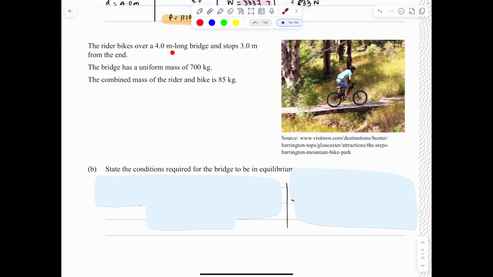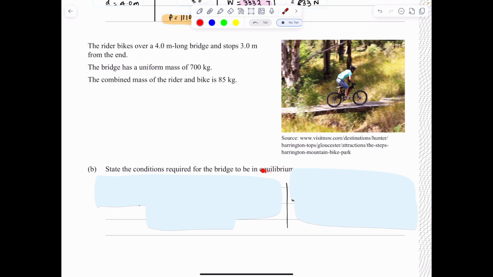The biker rides over a 4 meter long bridge and stops 3 meters from the end. The bridge has a uniform mass of 700 kgs. The combined mass of the rider and the bike is 85 kgs. State the conditions required for the bridge to be in equilibrium.